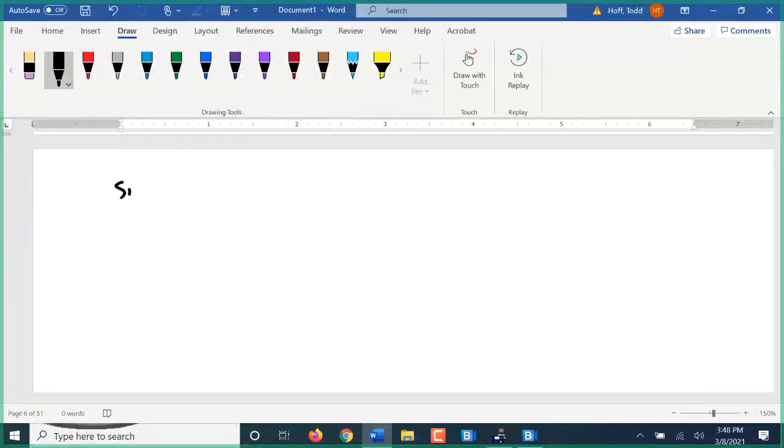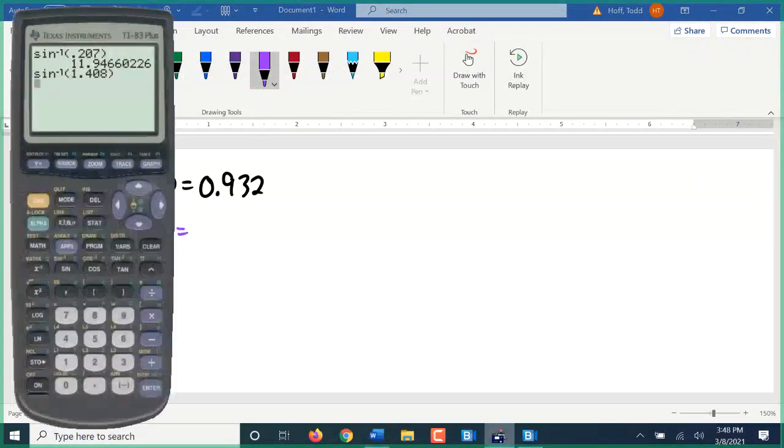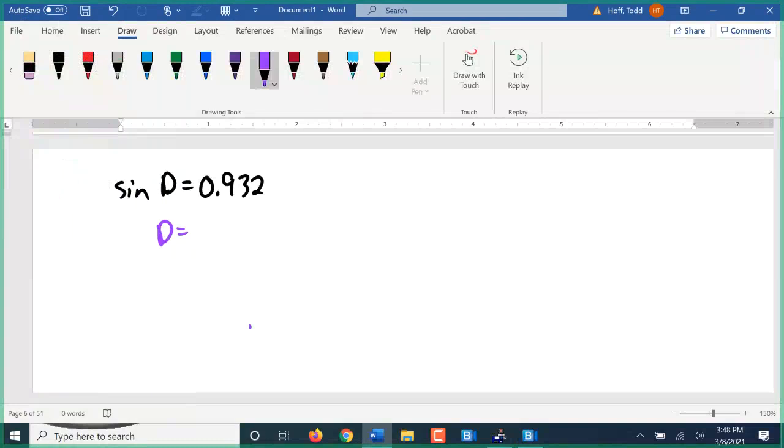So let me give you one that can actually be done. If I say sine of D is 0.932, what is D? 68.75 degrees is correct.